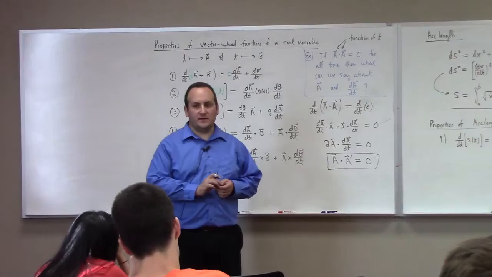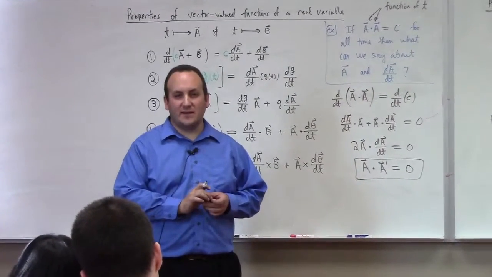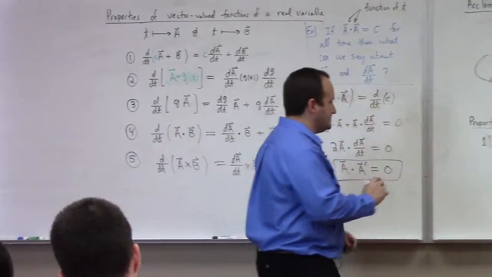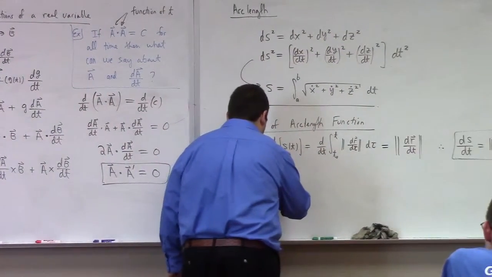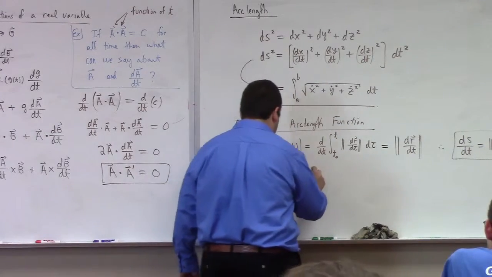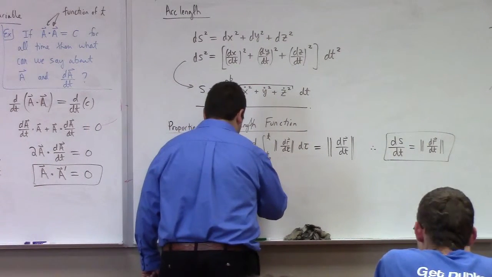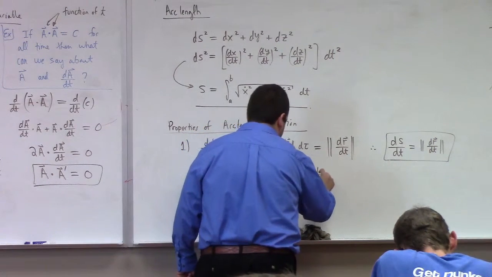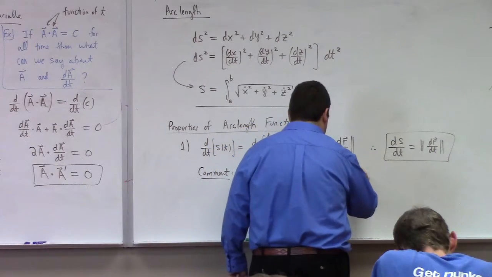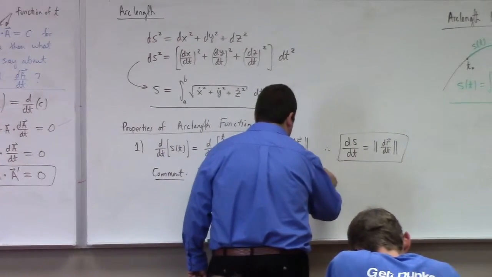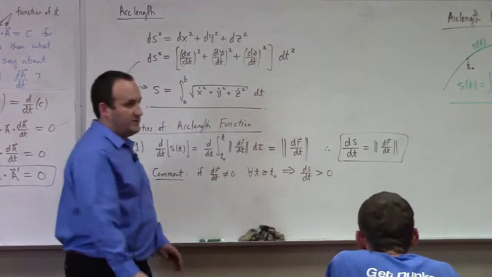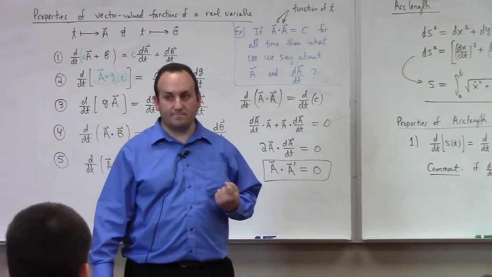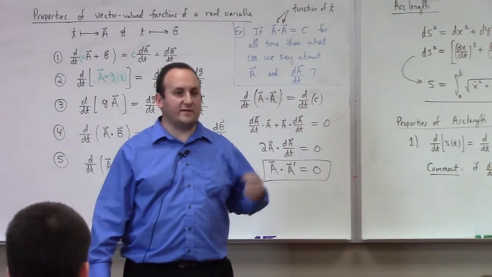What does this say then? If the velocity of the curve is never 0, what does it say about the arc length function? It's always changing. Very good. If dr/dt is not equal to 0 for all t greater than or equal to t naught, that implies that ds/dt is greater than 0. Strictly greater than 0. In other words, the arc length function is strictly increasing. What do you know about strictly increasing functions?